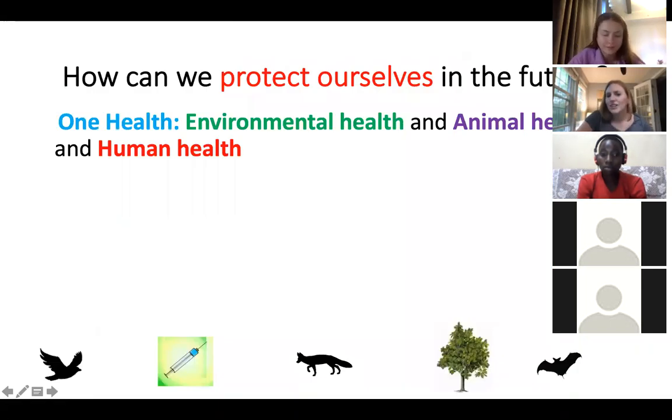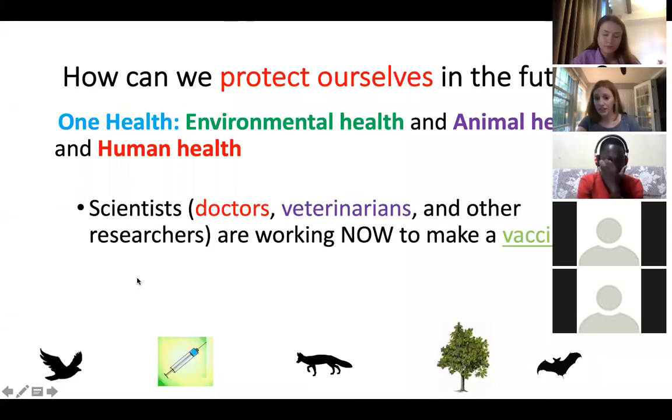So we already learned how we can protect ourselves today, where this virus likely came from, how can we protect ourselves in the future? And fortunately, there are scientists from so many different professions working together right now to try to create a vaccine. And keep in mind, a vaccine is important to strengthen the body to fight an upcoming germ. Scientists means physicians, human doctors, veterinarians, and other researchers, people who study the immune system, people who study viruses. We're all working together to try to create a vaccine for people around the world.